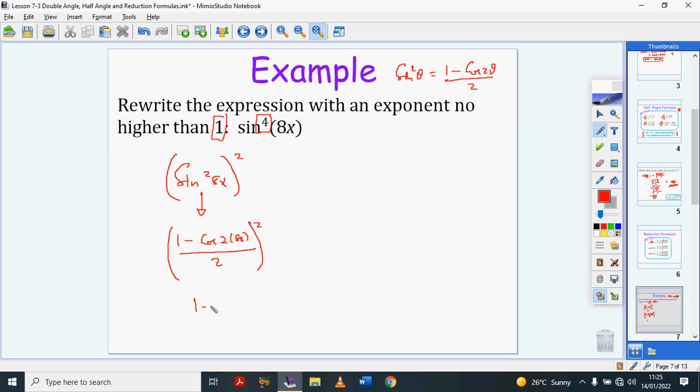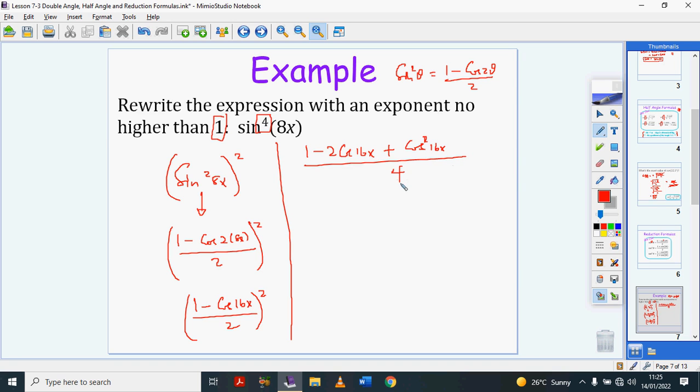So if I simplify, I have 1 minus cosine 16x all divided by 2. However, it's still squared, and they want my highest power to be 1. So I'm going to square this expression. If I square this expression, I will have 1 minus 2 cosine 16x plus cosine squared 16x, everything divided by 4. That's what I get when I square the whole thing. So this has a highest power of 1, this has a highest power of 1, but this cosine squared term does not have a highest power of 1.